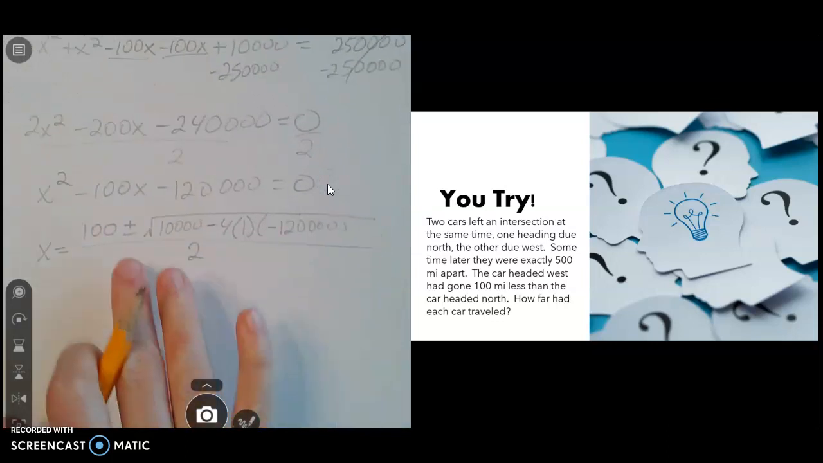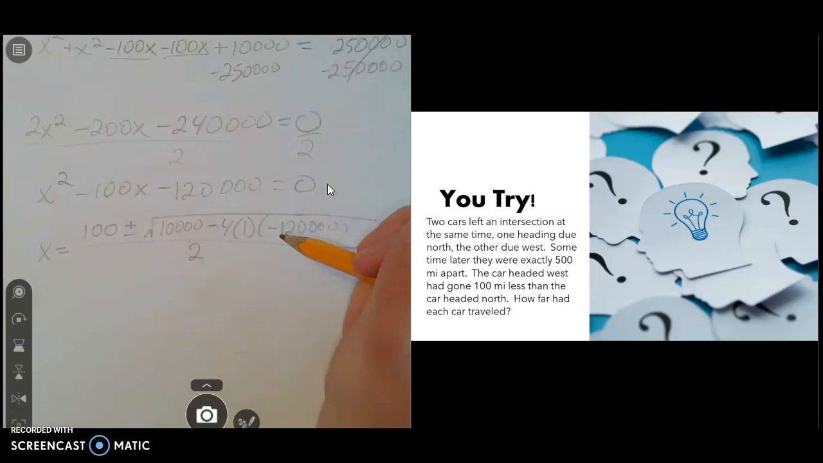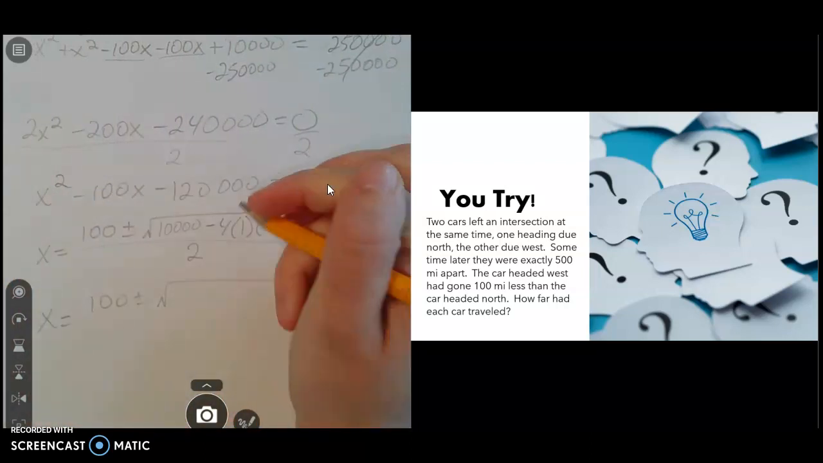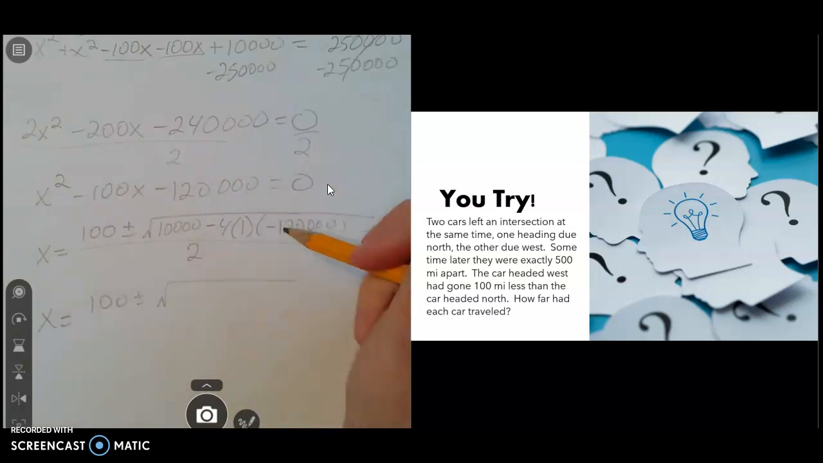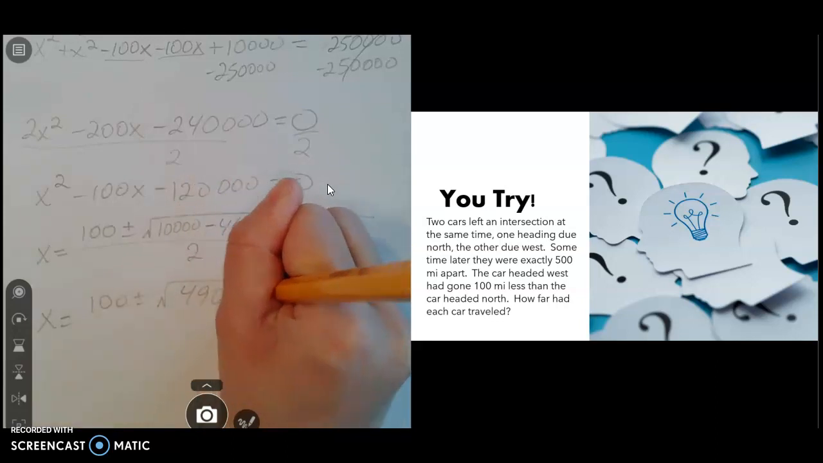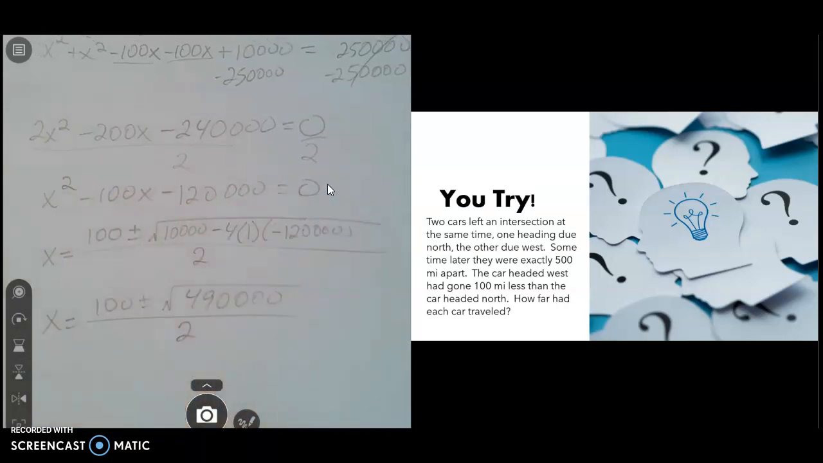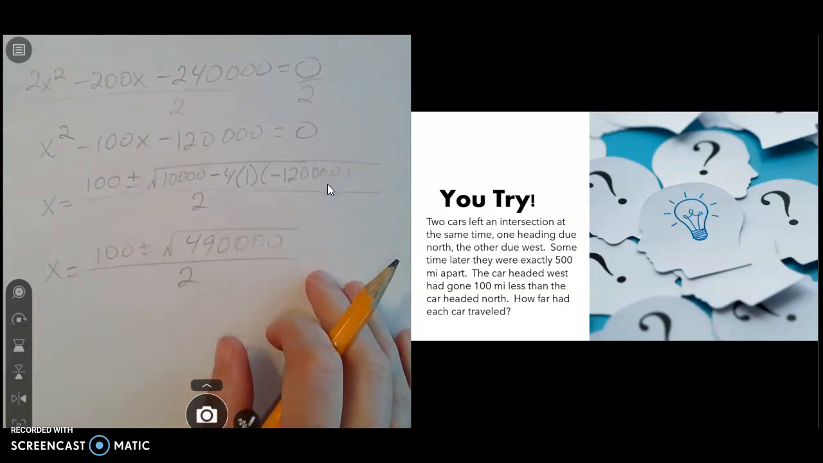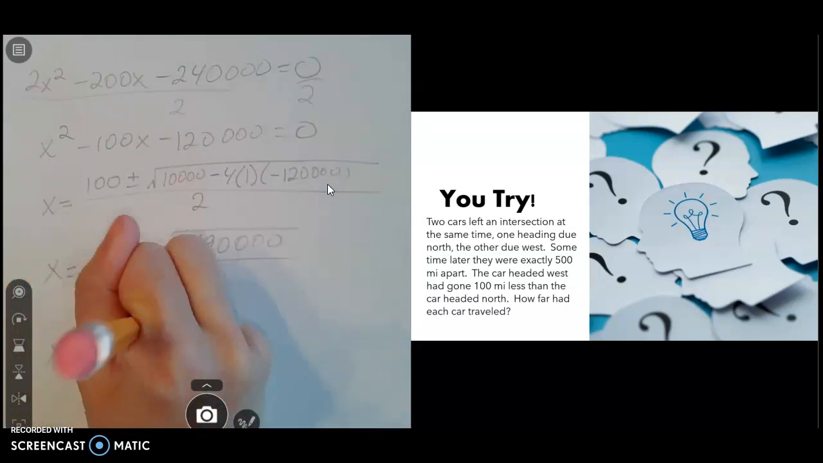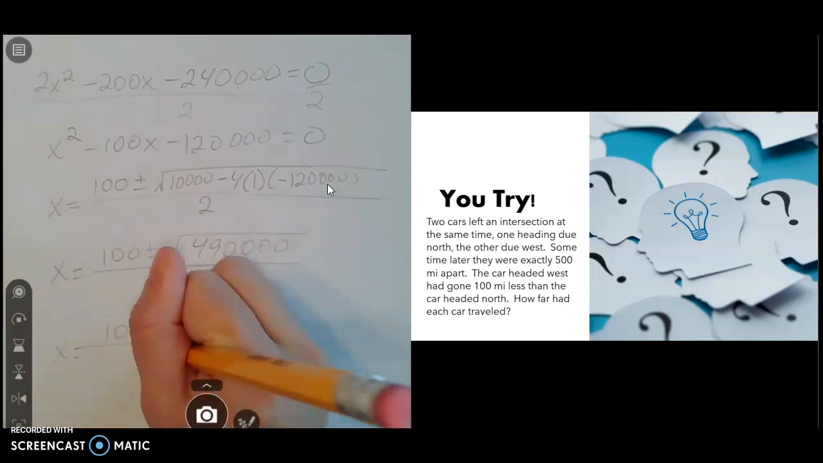If you do everything inside the square root, that negative times a negative is going to give you a positive, so it's going to feel like you're adding inside. Just to let you know. So really you're doing 10,000 plus 4 times 120,000. And when you do all of that, you end up with 490,000, all over 2. And the 490,000 is a perfect square. Take the square root of it, you're going to get 700, hooray. So now we have 100 plus or minus 700 all over 2.